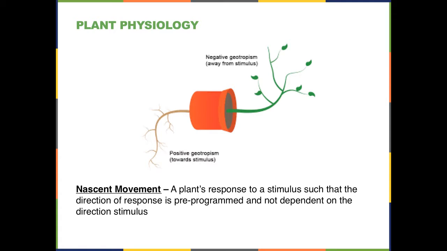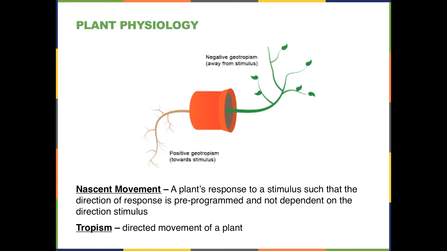So in the case here, whether the gravity were on top of the plant or underneath the plant, no matter where the gravity's force is, the plant either grows toward it or away from it. And that response is pre-programmed, and that's what's meant by a nastic movement.